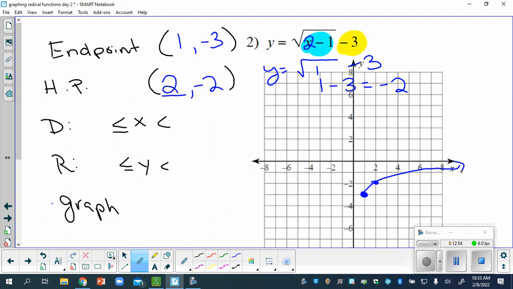Okay, I'm going to put on my domain and range. And here's where my stealing is. Be careful. Use that guy for the domain. And use, please, this guy for the range.